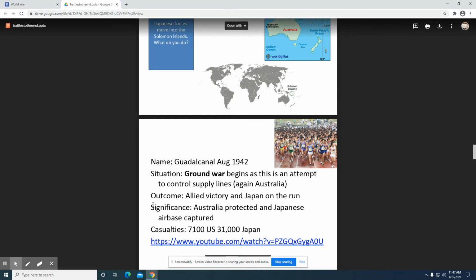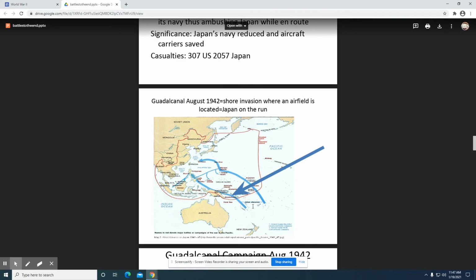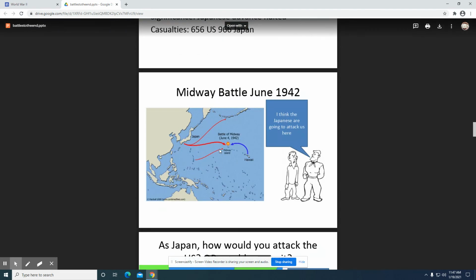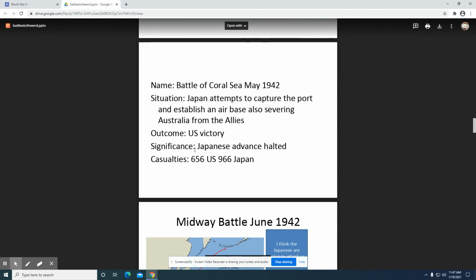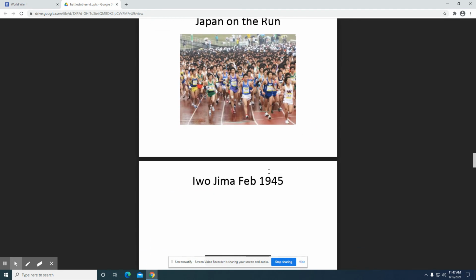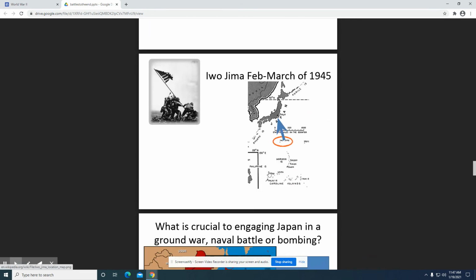So you want to focus on the significance of these slides. If you didn't notice that, there's always a significance section that I've incorporated here. Japanese advance halted. Let's see, Iwo Jima.